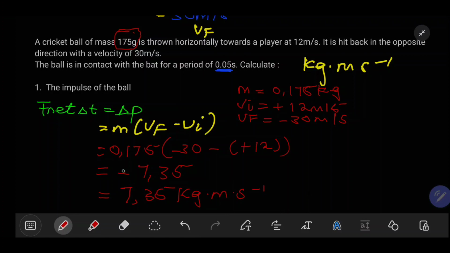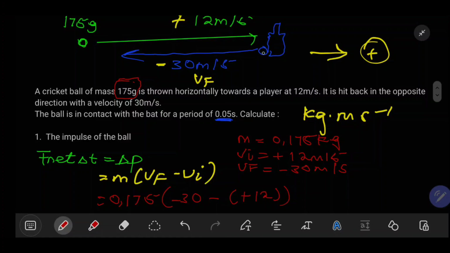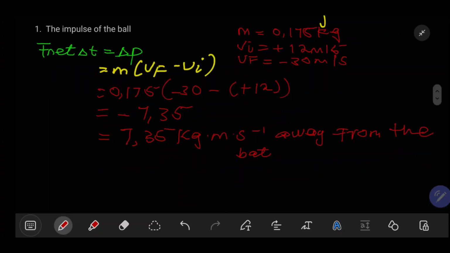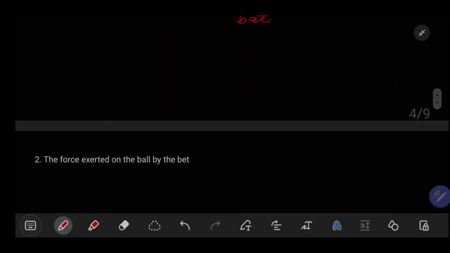Okay, then the direction of this change in momentum: because the ball was hit by the bat, it's moving away from the bat. So we can say the ball is moving away from the bat. This is what the negative is showing us, the direction at which our momentum is changing. So we have calculated our impulse. Then we can move to the second question.